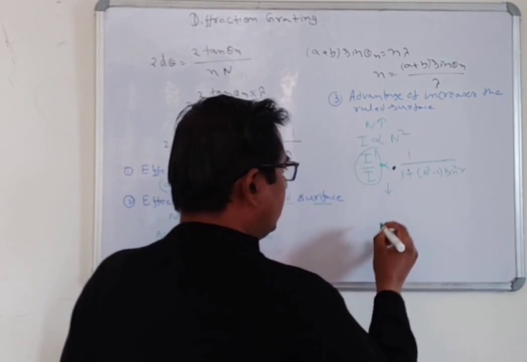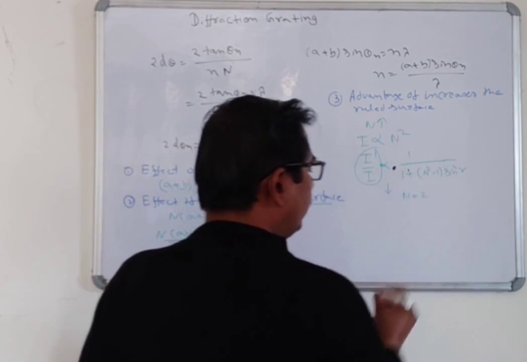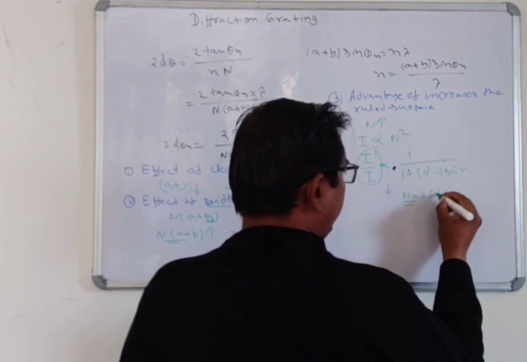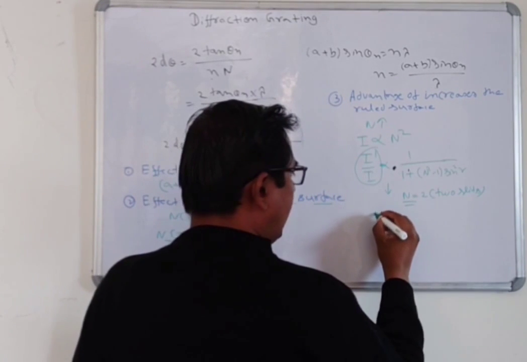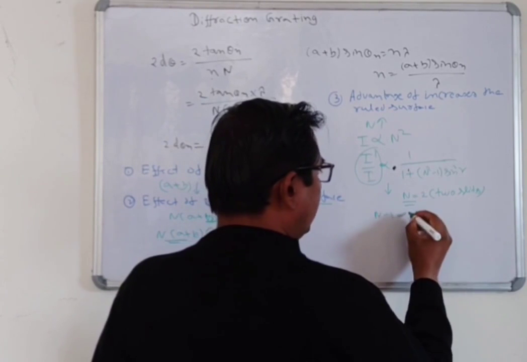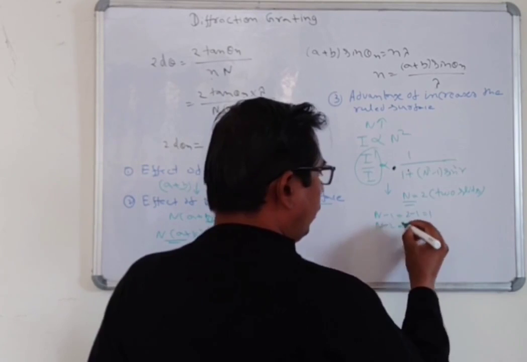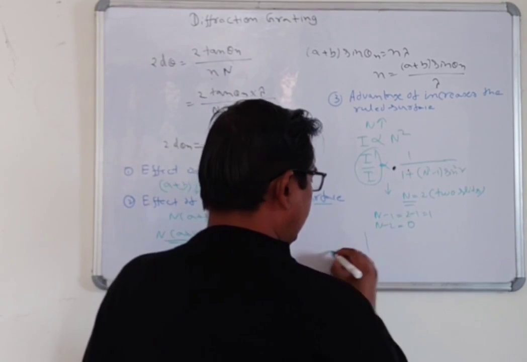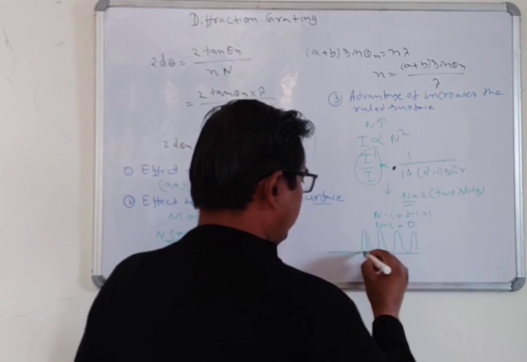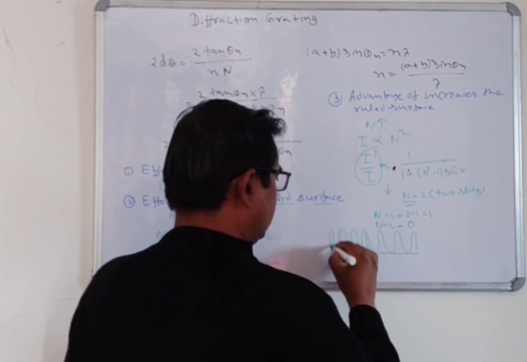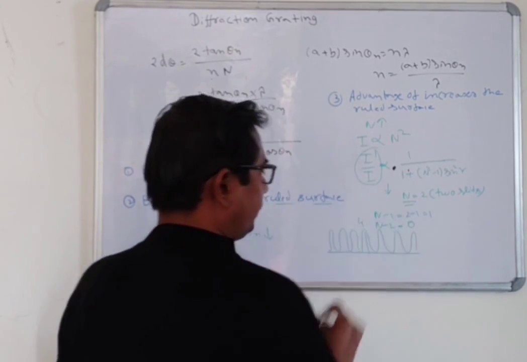Suppose N is equal to 2. When N is equal to 2, in 2 slits, N − 1 is the number of minima, which is 2 − 1 = 1, and N − 2 is equal to 0 secondary maxima. You will see only the principal maxima like that, on both sides. It means that the value of the principal maxima is N square, here 4.